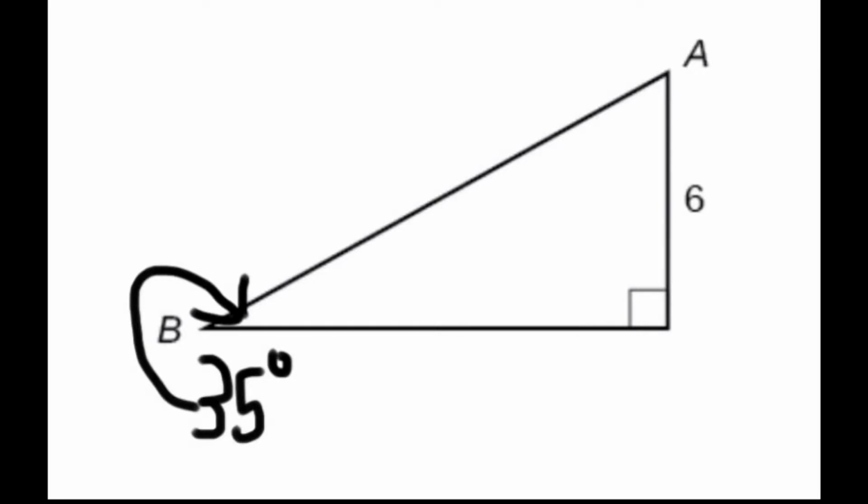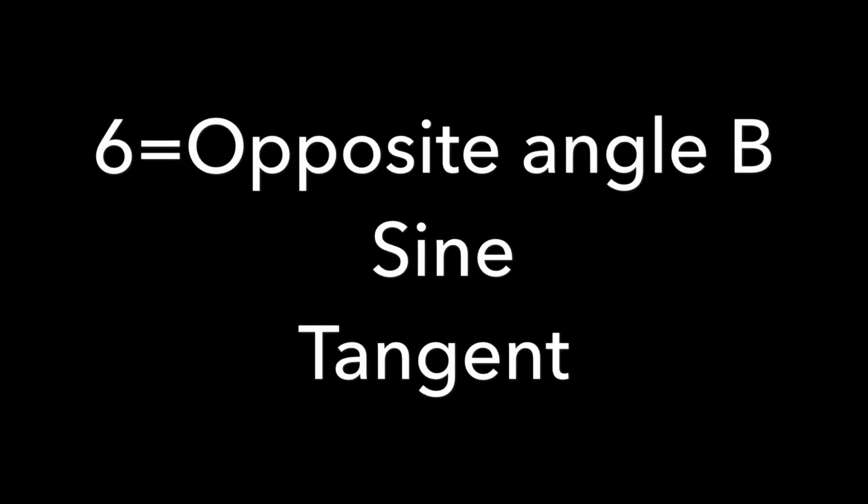But what if our right triangle looks like this, with an angle measure and a side measure? How do we find the rest? The first step is to figure out which ratio you are going to use. In this instance, you can either use sine or tangent, depending on which other side you want to find.